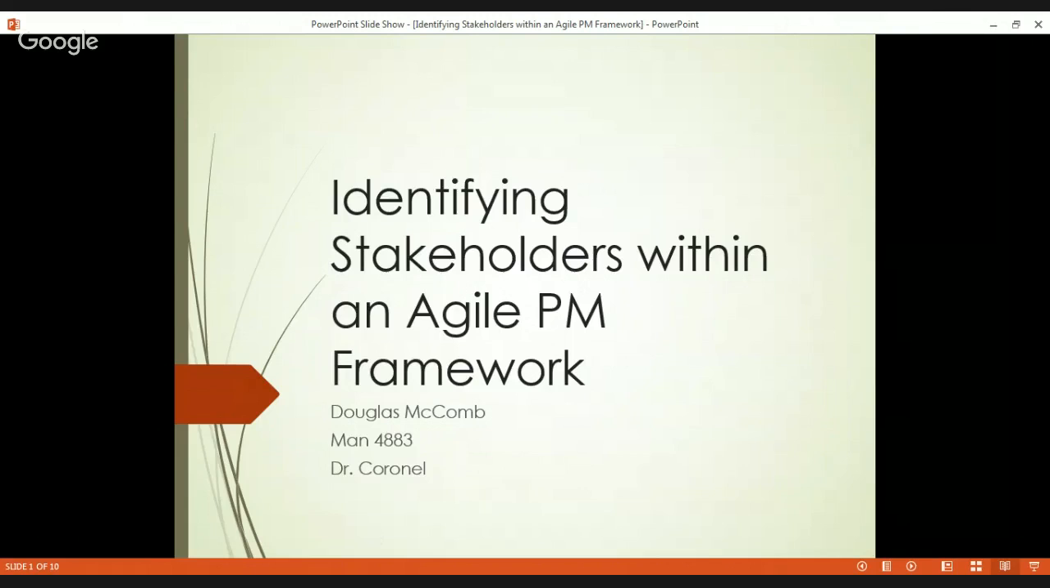Hi, my name is Douglas McComb, and today we're going to be looking at identifying stakeholders within an Agile project management framework.